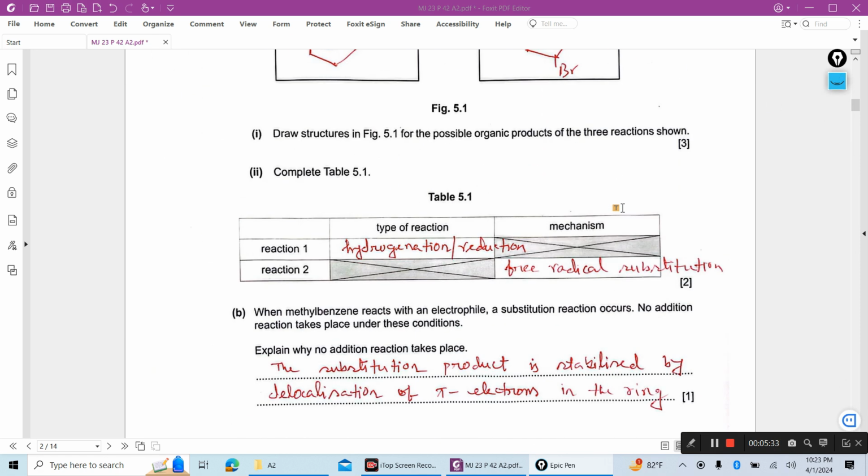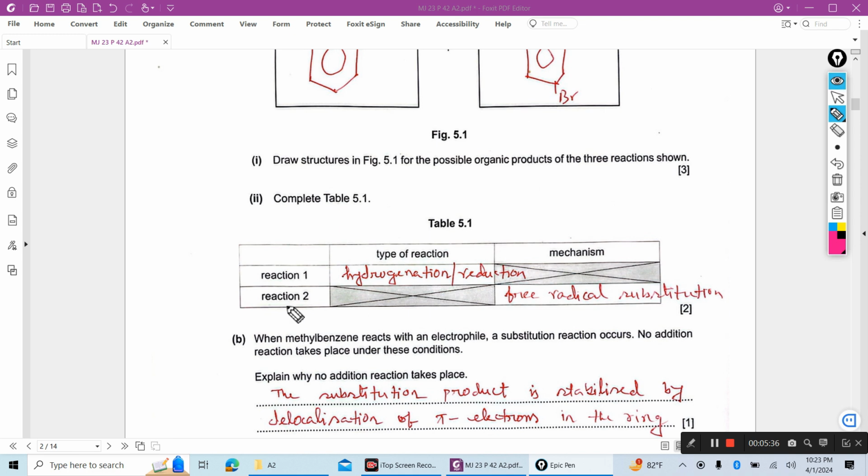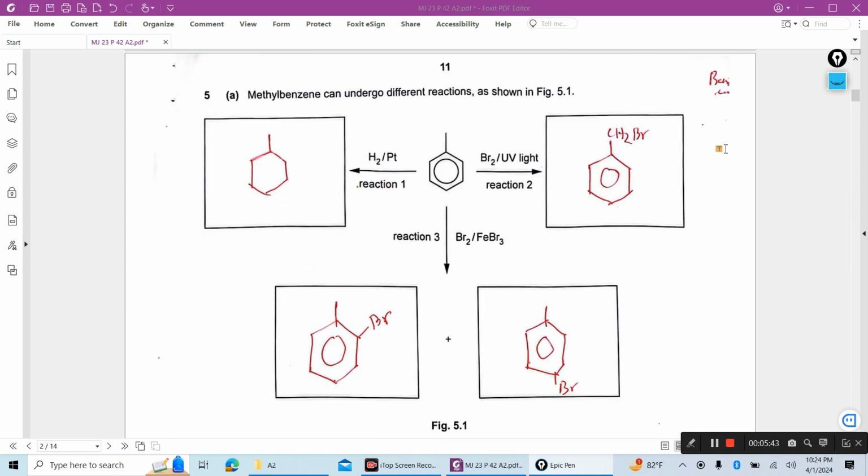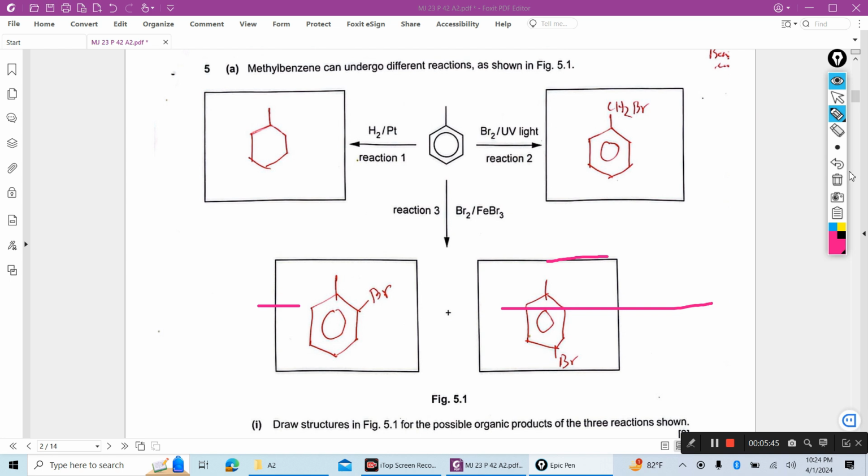Then reaction 2, mechanism: free radical substitution reaction. You see, in reaction 2, on the alkane methyl group, 1 hydrogen is replaced by a bromine atom. So this reaction type is known as free radical substitution. When an alkane reacts with halogen in presence of ultraviolet light, that reaction is a free radical substitution reaction.